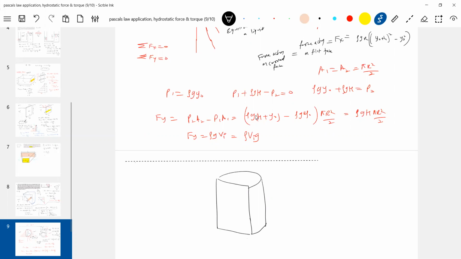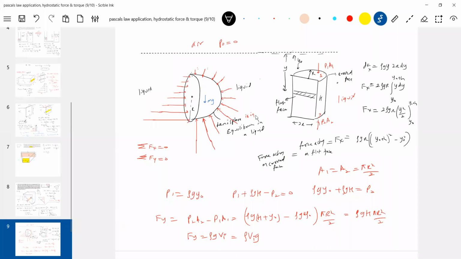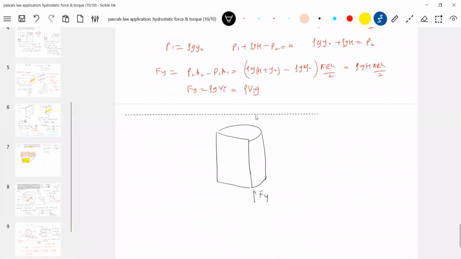So what is Fi? Fi will come like this. Fi will be non-zero. What about the net resultant? Fx will be zero. Net force must be zero. I'm just showing it on either flat face or this one. What is Fi? Fi is very simple, no? So what you should do? Volume immersed into density of liquid.